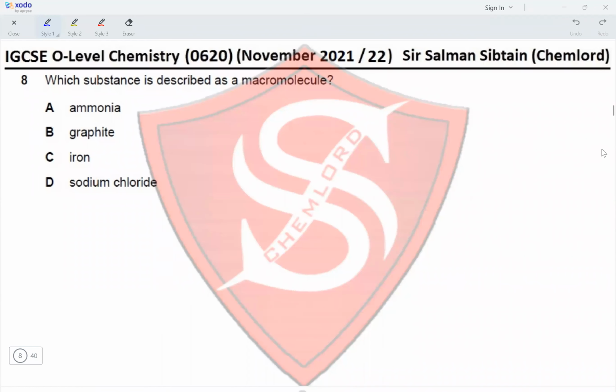Question 8. Which substance is described as a macromolecule? Ammonia. Ammonia is a simple molecule and simple molecular gas. Graphite. Graphite is a macromolecule. Iron. Iron is a metal. And sodium chloride is an ionic salt. Therefore, the correct option for this question is option B.